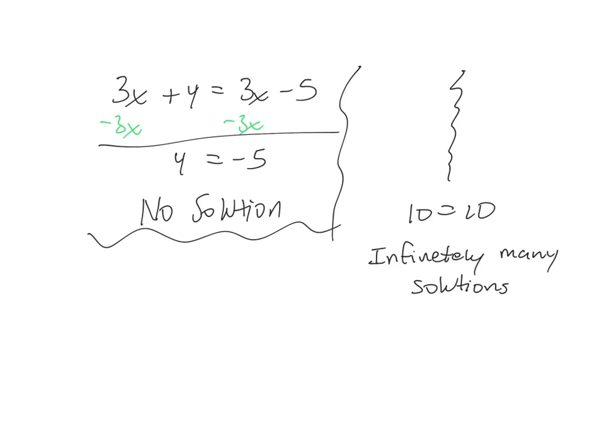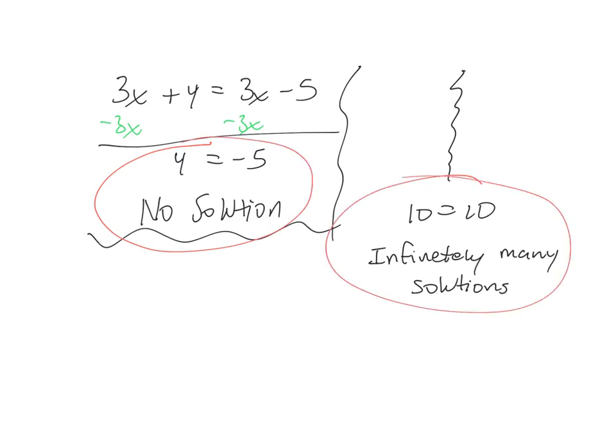So you might have a couple of those. It should be more where you solve and get an answer, but there will be a couple that you get no solution or infinitely many. So just the thing to remember is, if the x's go away and the numbers are not equal, no solution. If the x's go away and the numbers are equal, then it's infinitely many solutions. All right.